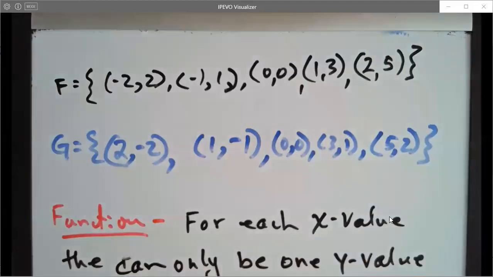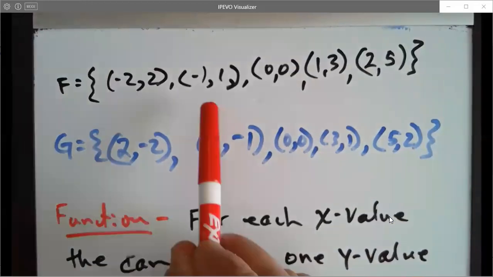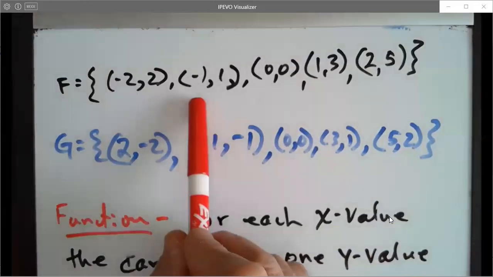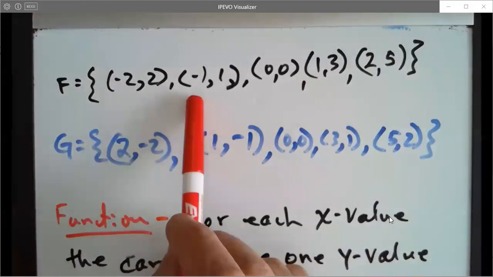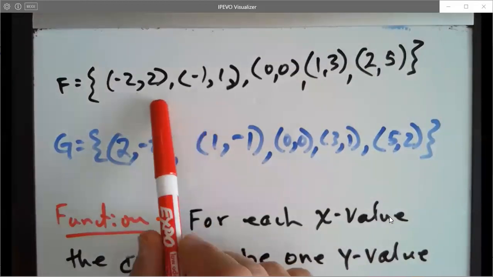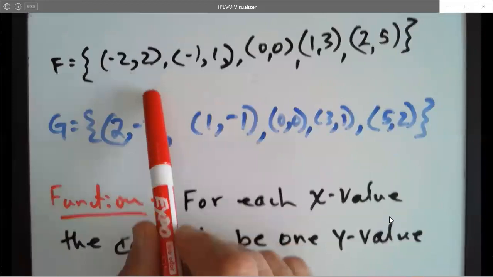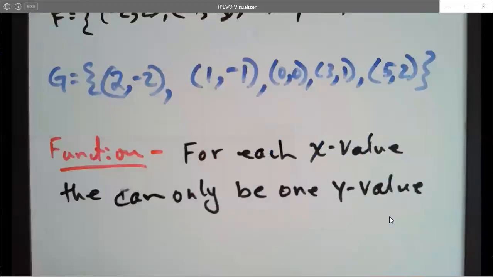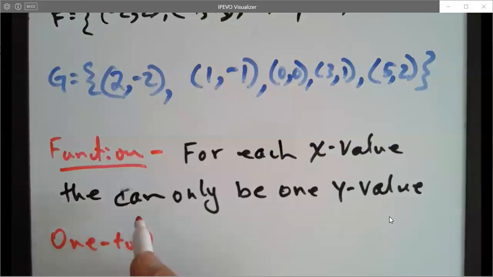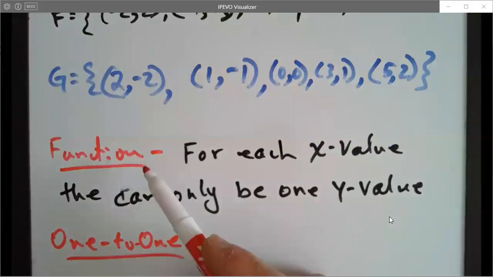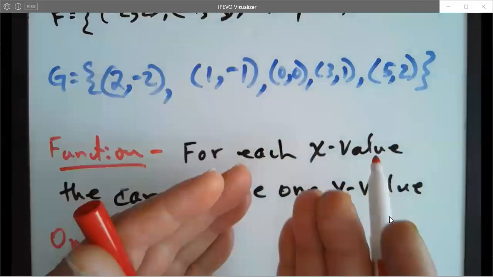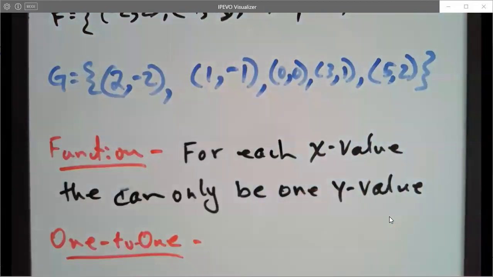Now, before a function can be looked at to get an inverse function, you have to establish it as being 1 to 1. So 1 to 1 takes the definition of a function and it makes it even more narrow in definition.